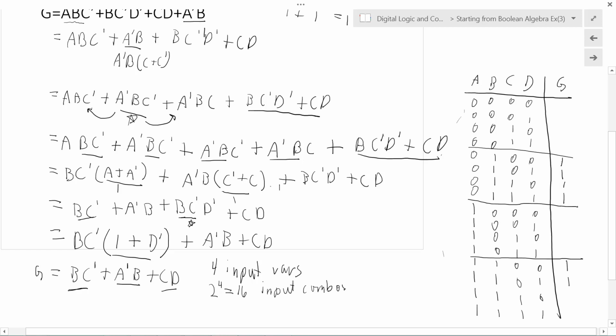Finally, we come to entry CD, when C is 1 and D is 1. So there are 4 entries here in the table. C is 1 and D is 1 here. C and D are both 1 here. C and D are both 1 here. And C and D are both 1 here. And now that we have covered all the terms, all the remaining entries are 0.